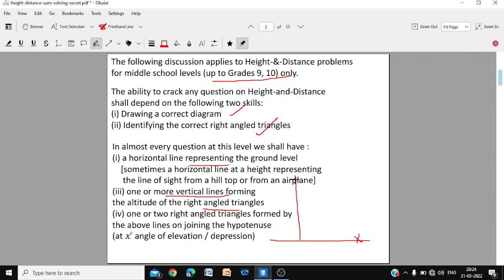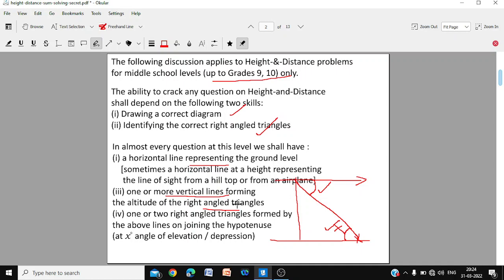And when you join the top of the tower or pole or whatever it is, the top of this vertical line, with the point of observation, this is the hypotenuse, which is at x degree, that is the angle of elevation, and you get a right angle triangle. In some cases, you may have a horizontal line. For instance, an aeroplane is flying here. In that case, this would be the angle of depression for a person in the aeroplane. But then this angle is equal to the alternate angle. So again, you can get the right angle triangle.